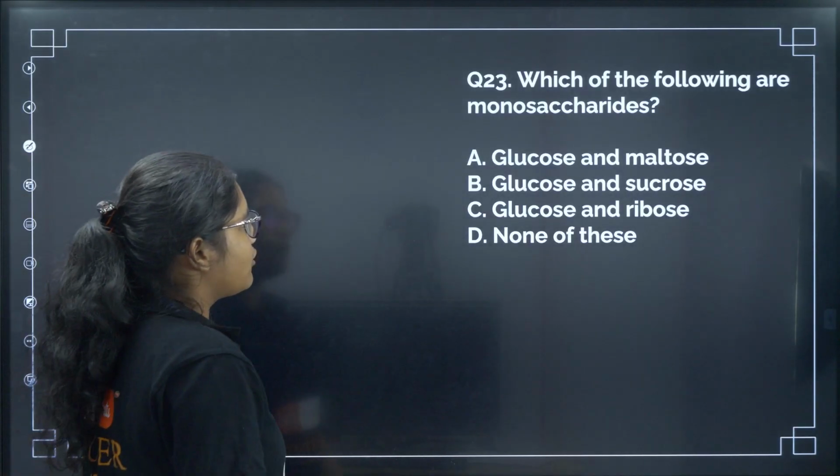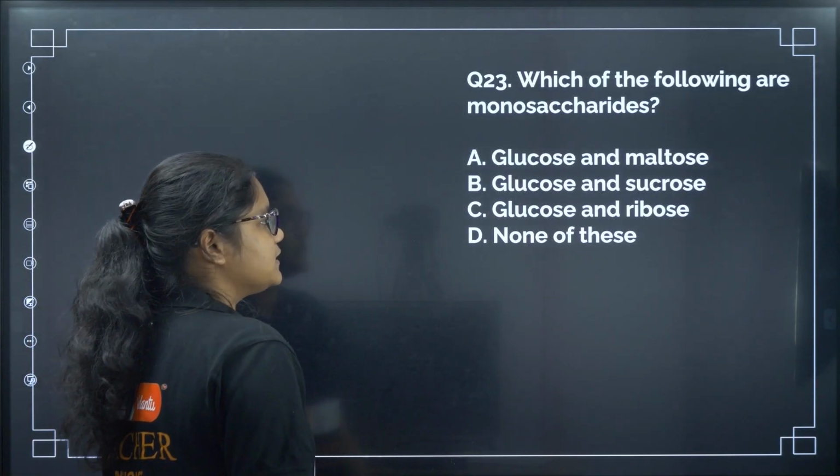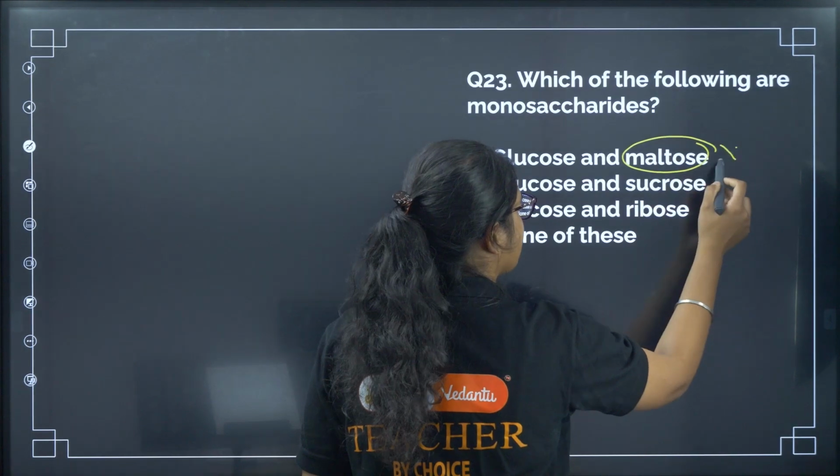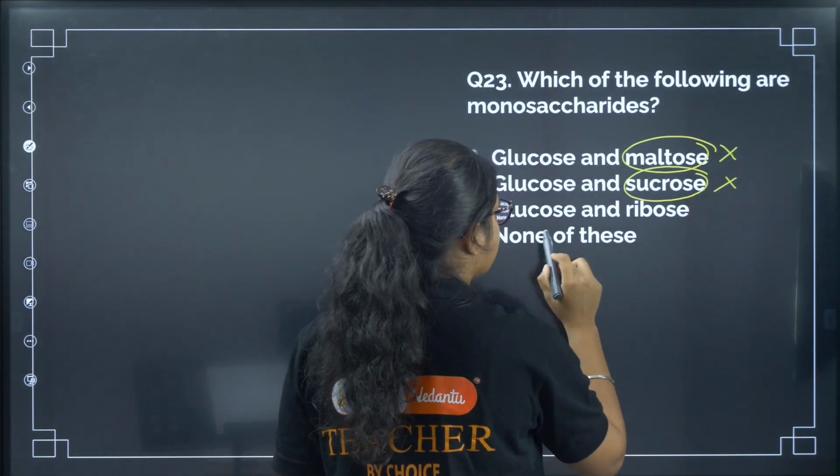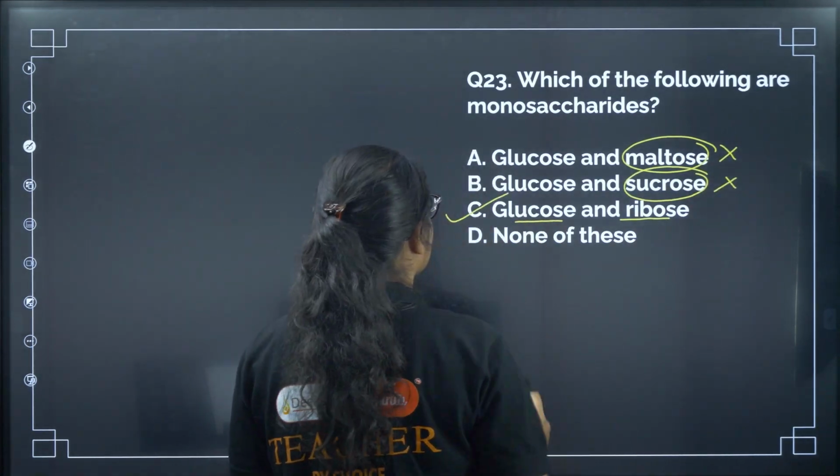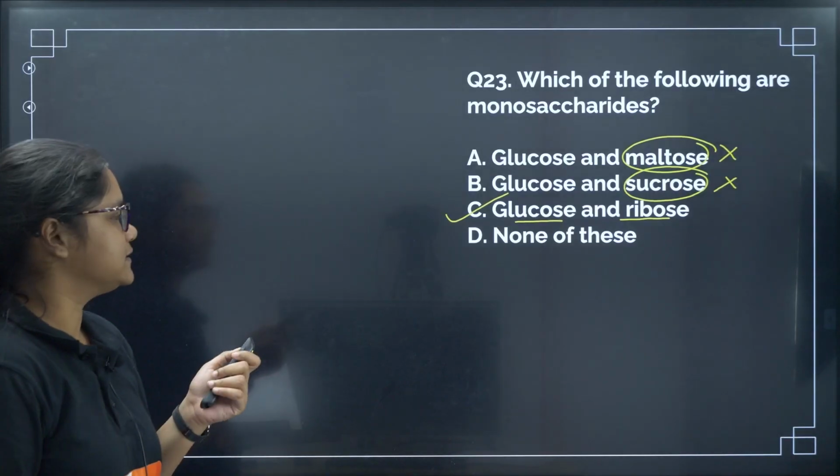Next, which of the following are monosaccharides? So very easy. Maltose is a disaccharide, so this option cannot be there. Sucrose is a disaccharide, so we cannot choose that either. Glucose and ribose are monosaccharides. That is option number C.